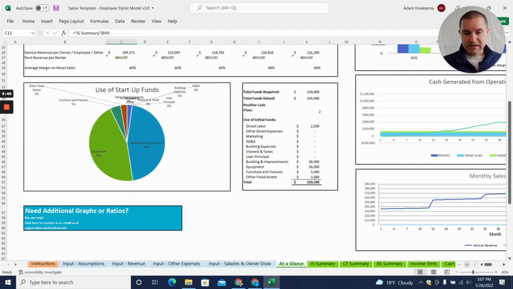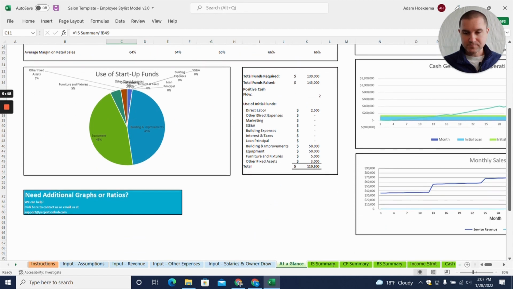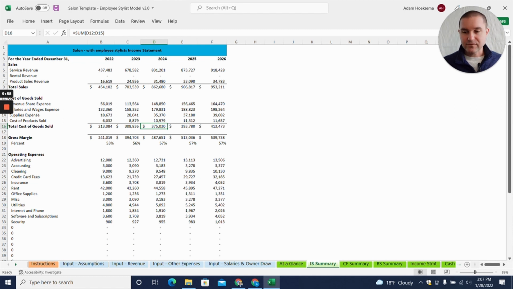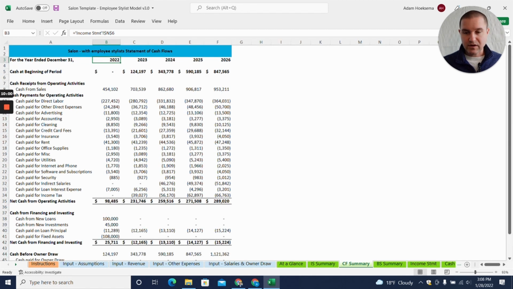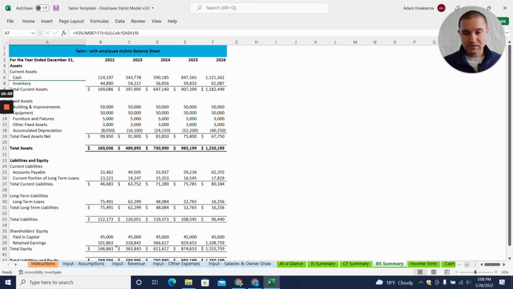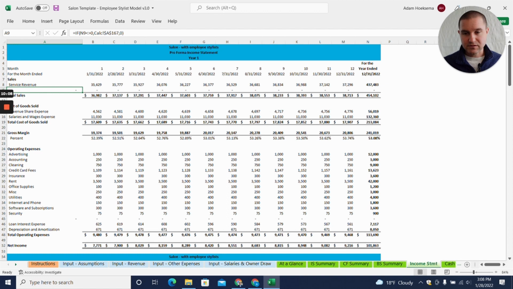You can also see a table with use of startup funds, and some different graphs and tables that you can provide to a potential investor or lender. And then you're going to get a 5-year projected income statement, 5-year projected cash flow, and 5-year projected balance sheet. And you'll also get a projected income statement or profit and loss, cash flow statement, and balance sheet by month for all 5 years as well. And so you'll be able to provide this to your potential lender or investor.